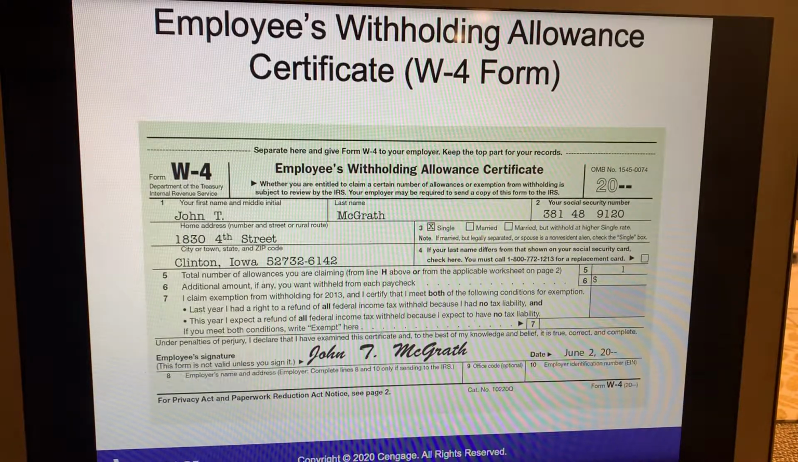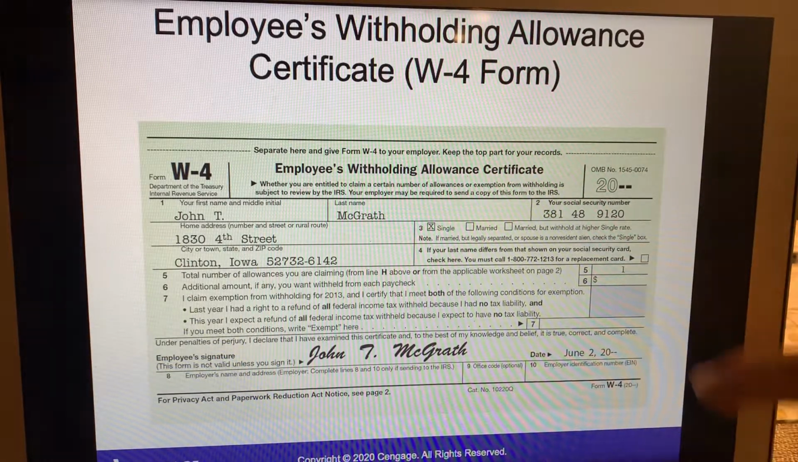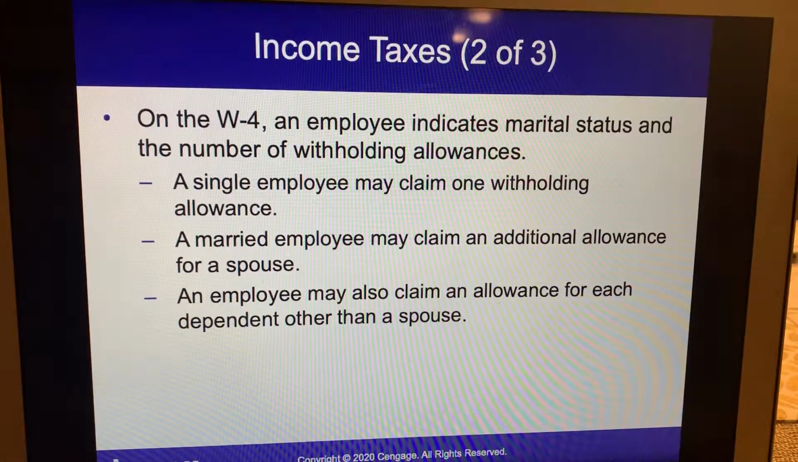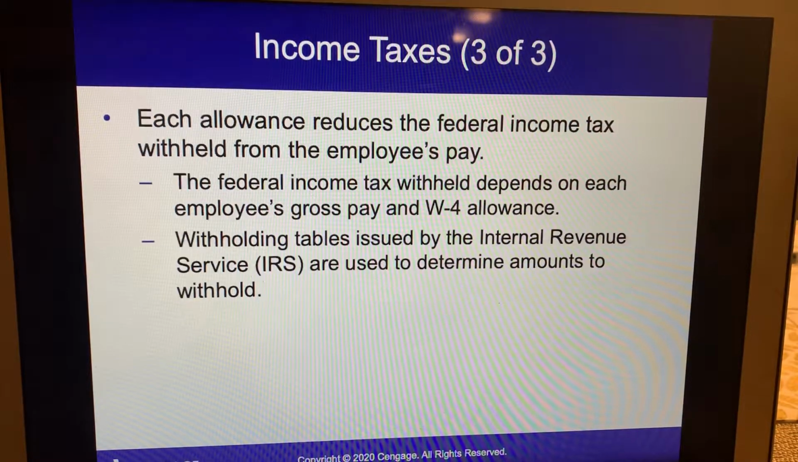So here's an example of a W-4 where you put the number of allowances you are claiming, typically right here, okay? And on the W-4, the employee indicates the marital status and the number of withholding allowances. A single employee may claim one withholding allowance. A married couple may claim an additional allowance for a spouse. An employee may also claim an allowance for each dependent other than a spouse, so kids or dependents.